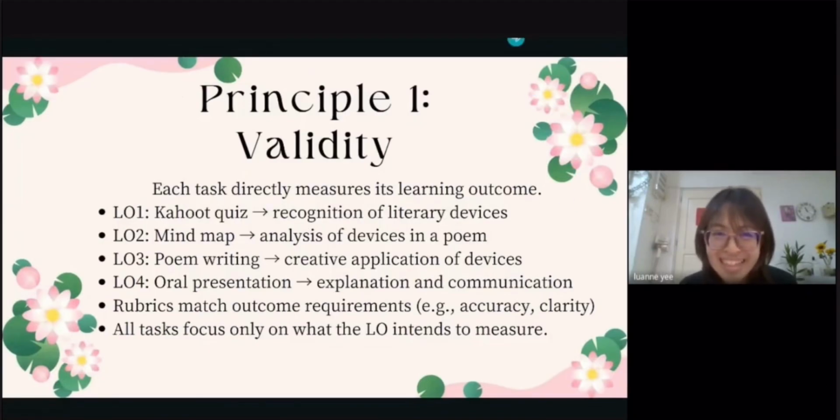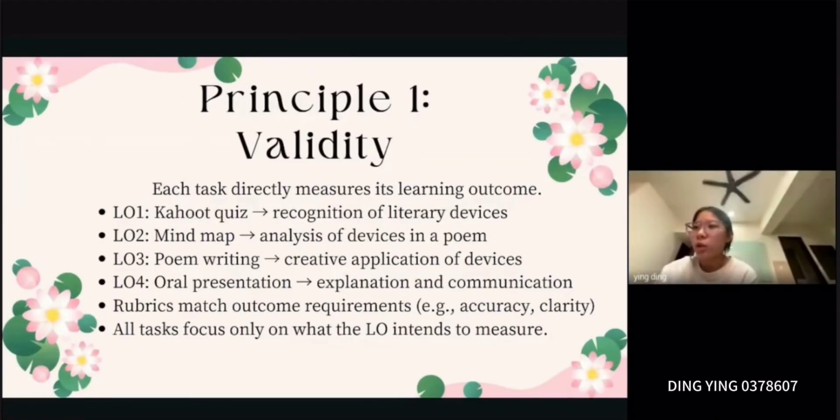And principle one is validity. To ensure validity, I make sure each assessment task directly measures the skill set in the learning outcome. For LO1, students identify literary devices in our Kahoot quiz, which is direct text recognition without involving extra skills. LO2 uses a map to analyze devices from a poem, which makes the outcome focus on analysis.